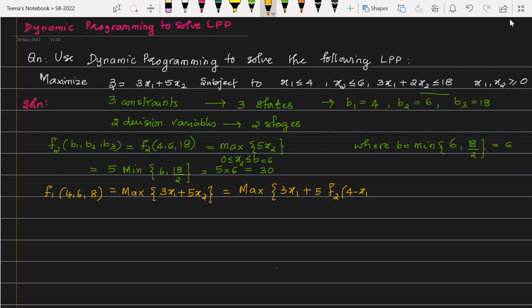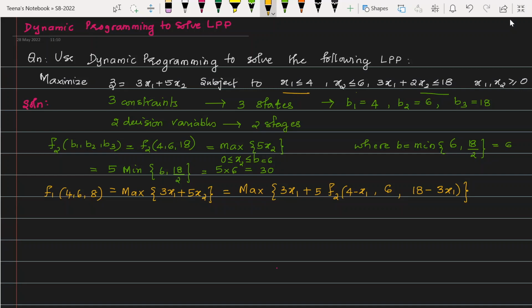See, where does that 4 minus x1 come from? So we are dealing with the variable x1. We are dealing with the first stage. And so from the first constraint, you can take it as 4 minus x1. From the second constraint, we can have just 6 because it doesn't have any x1. From the third constraint, you can write it as 18 minus 3x1.